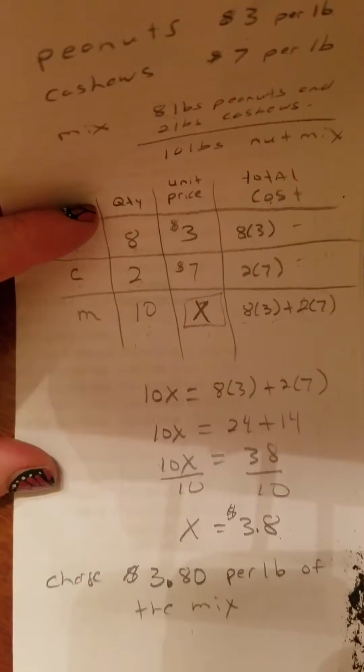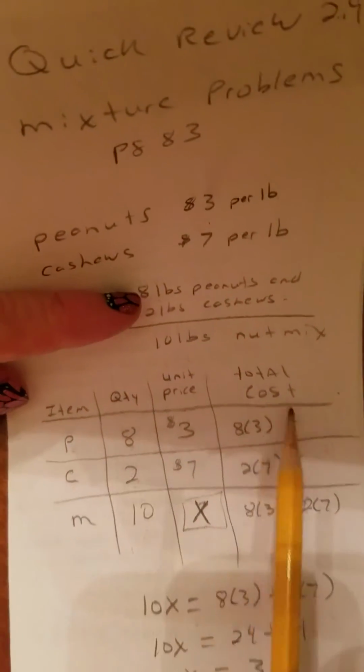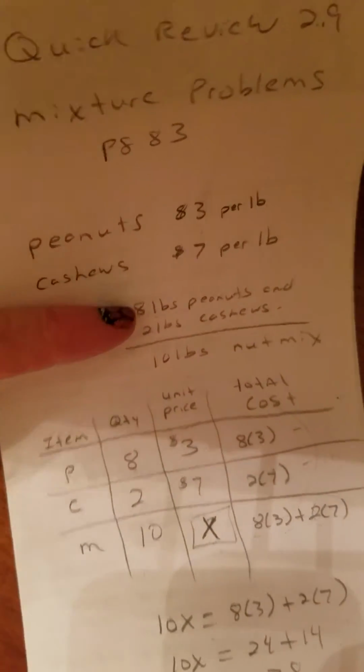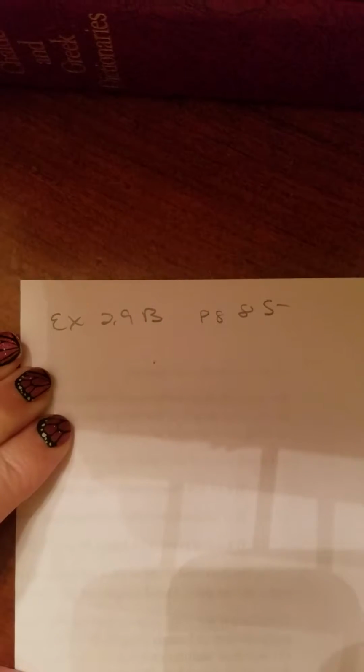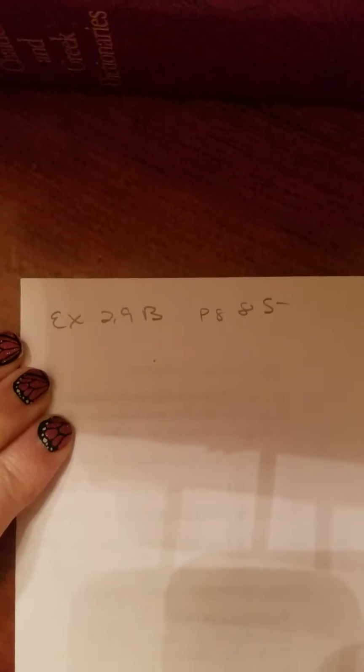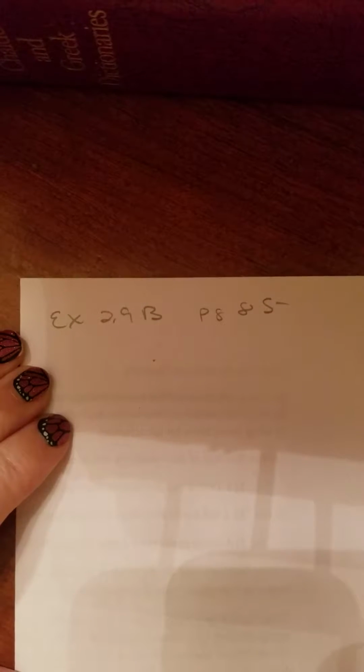$3.80 per the mix. But mixture problems involve, like I said, the table. Let's look at another example. Let's look at page 85. I'm going to do example 2.9b. And again, go ahead and look at your book, because I don't want to write out the story problem and read it. You can pause the video if you need to.